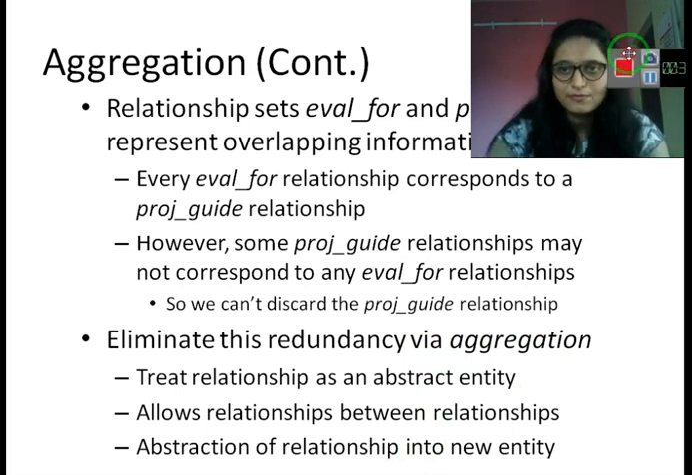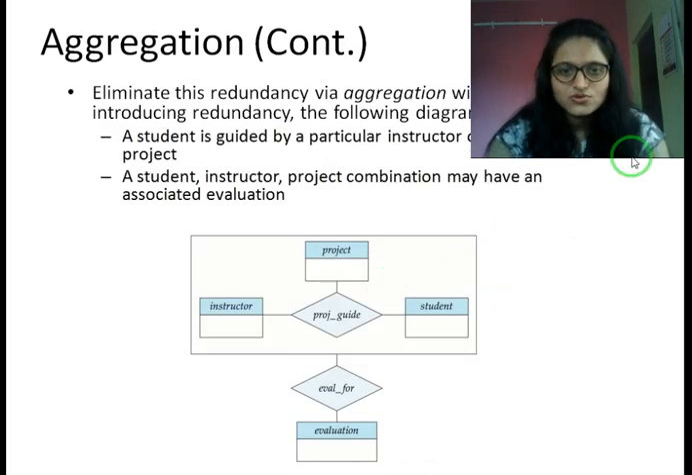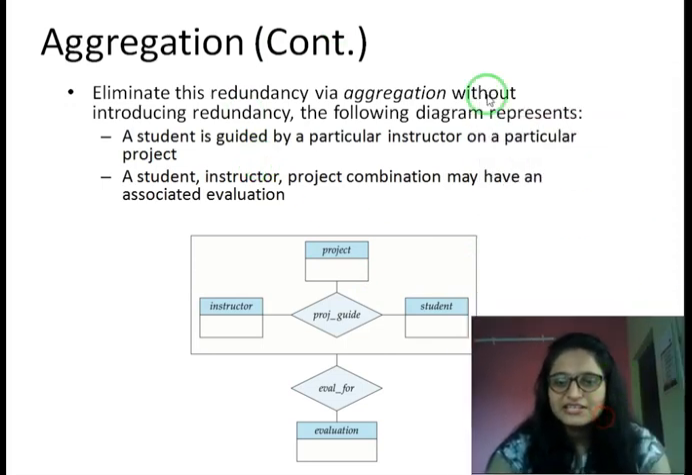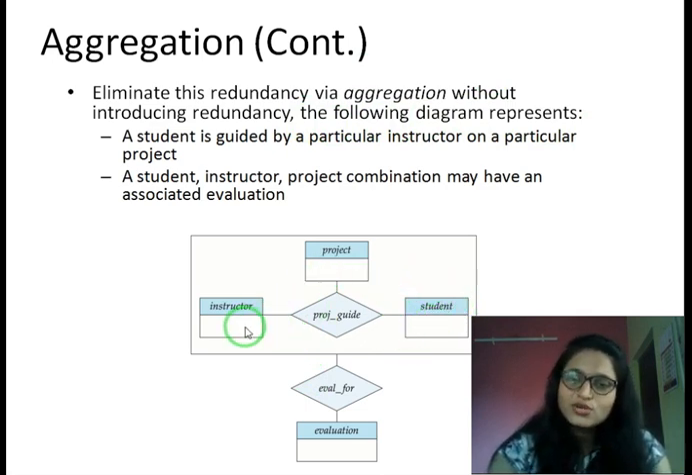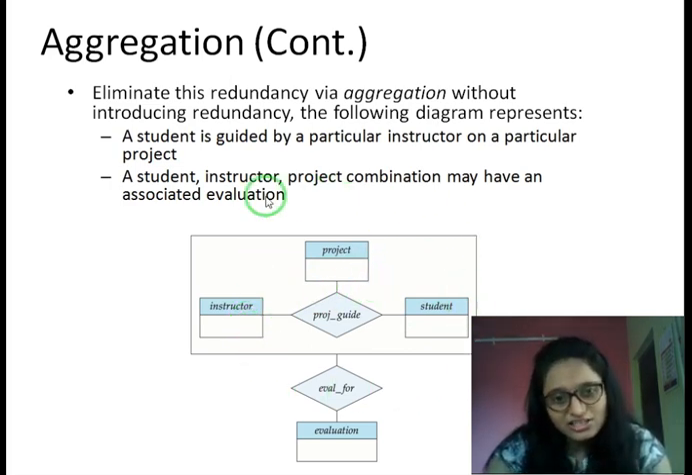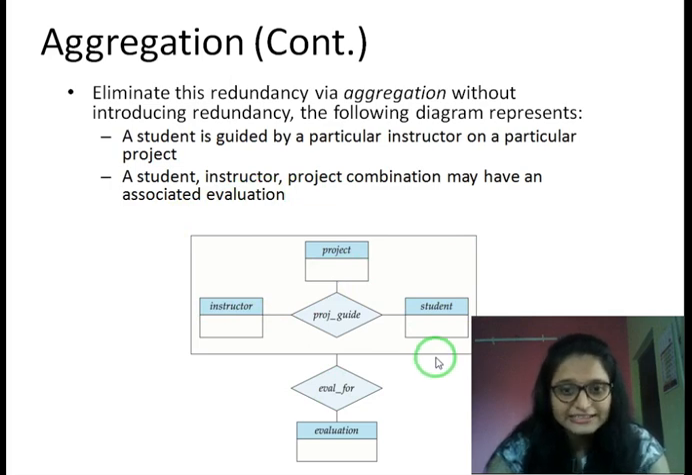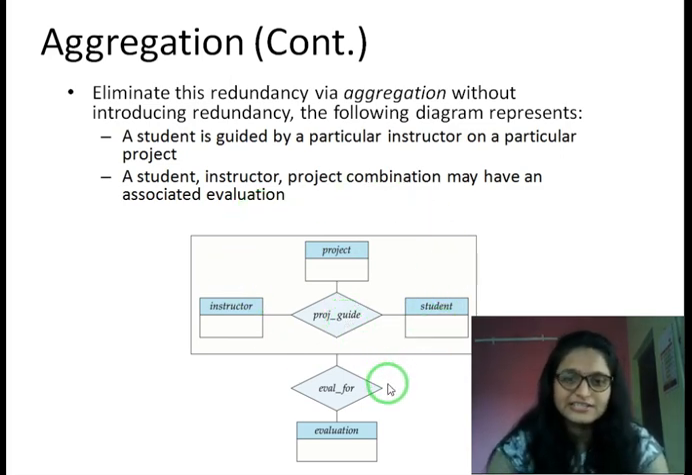So dear student, for eliminating the redundancy via aggregation without introducing redundancy, the following diagram represents that a student is guided by a particular instructor for a particular project. So we make all of this one entity. These three entities and this project guide relationship, we make it an abstract entity.